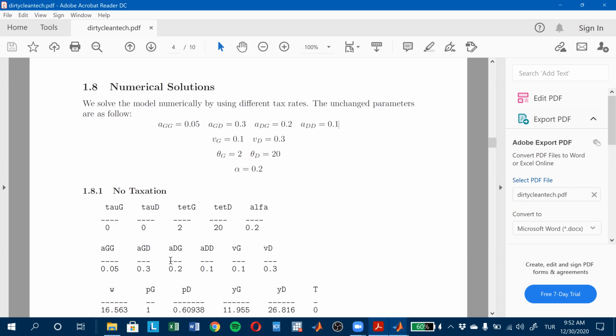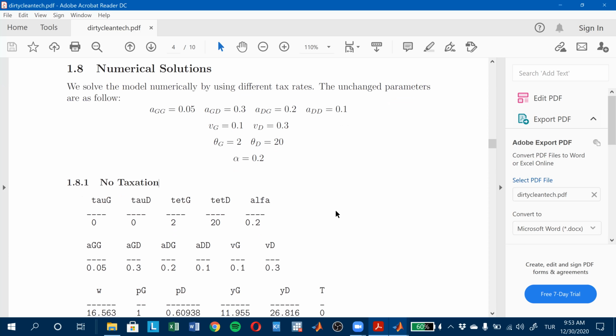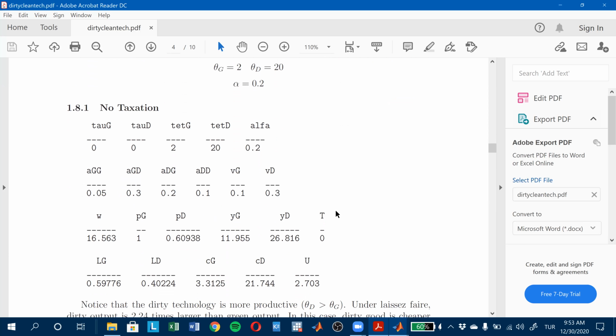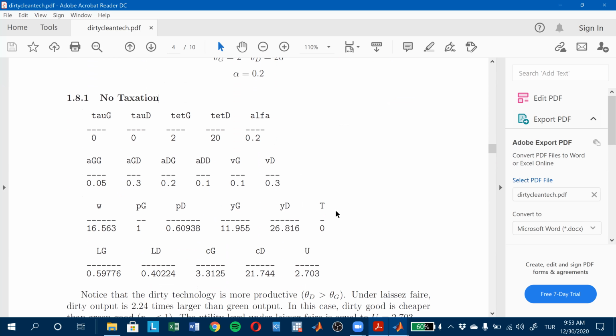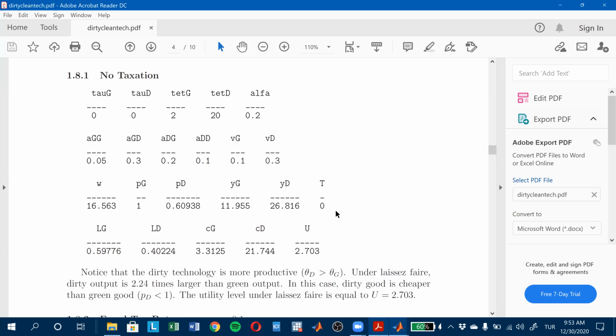And in each experiment, I will show you different taxation schemes, all right? For instance, we're gonna start with no taxation, all right? But these parameters will remain same. AGG, AGD, ADG, ADD, VG, VD, theta G, theta D, and alpha will remain the same, okay? Until I think at the very end, I will play with the productive parameters as well. But in general, they remain the same.